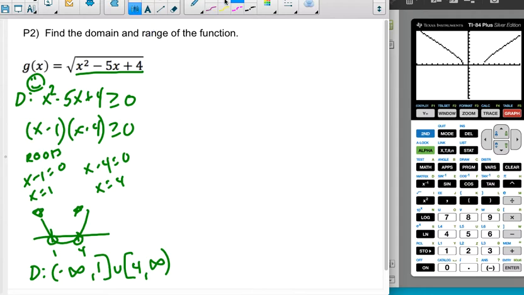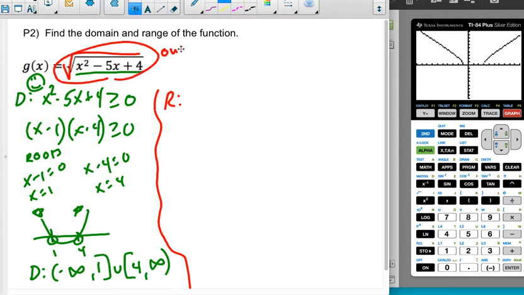You can also make the other kind of sign chart. I really don't have a preference. With something as straightforward as a quadratic, I think that the visual sign chart is a little easier. For the range, again, notice that this even root is the outside of the entire function, right? This even root has to have an output that is non-negative, so 0 or positive, meaning my range is y is greater than or equal to 0, or you can write it as 0 to infinity.